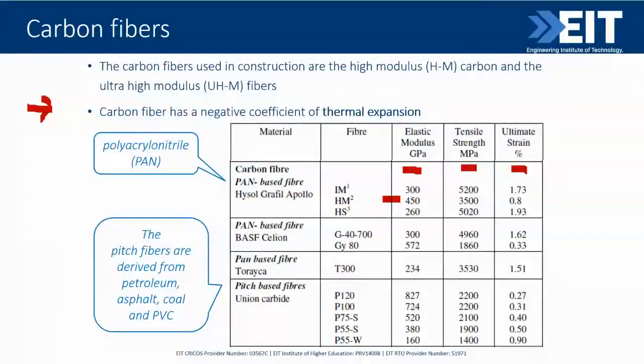Wow. So carbon fiber can be produced from different sources. Pitch fiber is probably the cheapest one, derived from petroleum asphalt, coal, and PVC. If you see in terms of the pitch fibers, in terms of elastic modulus, they are quite strong. However, we're losing in terms of tensile strength. Right?